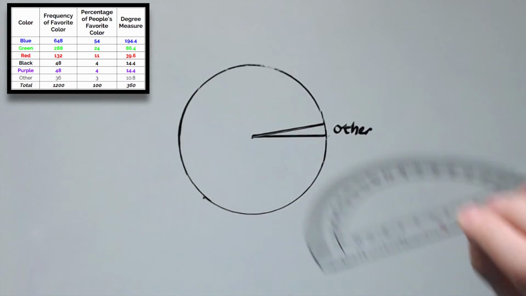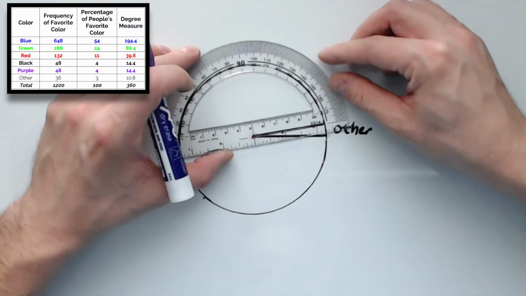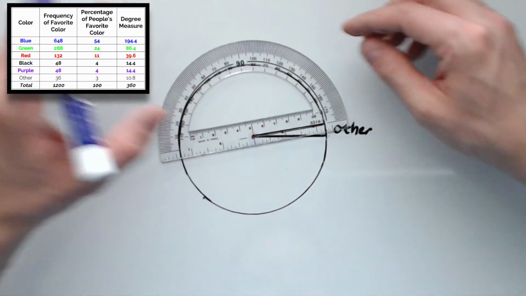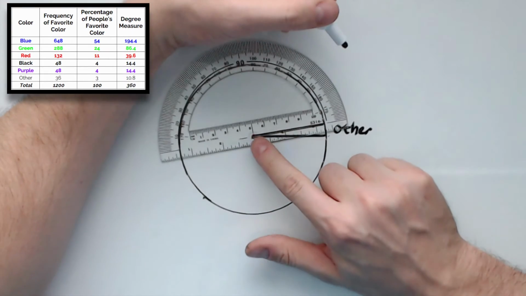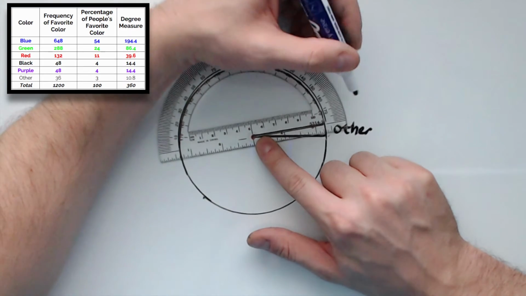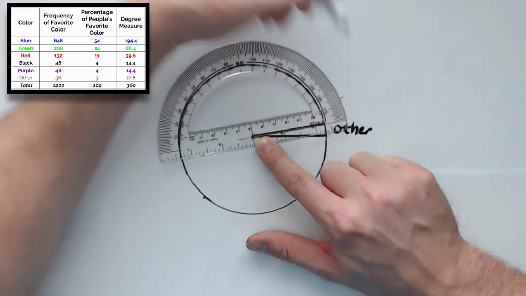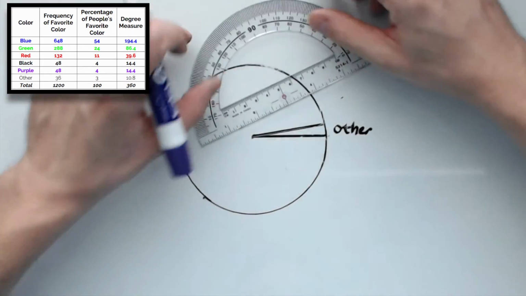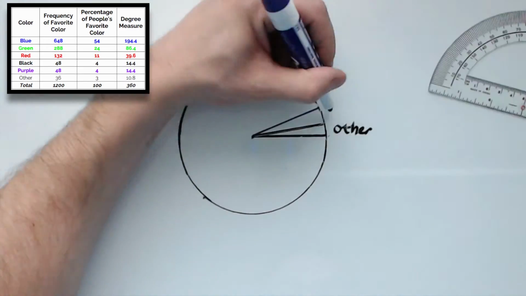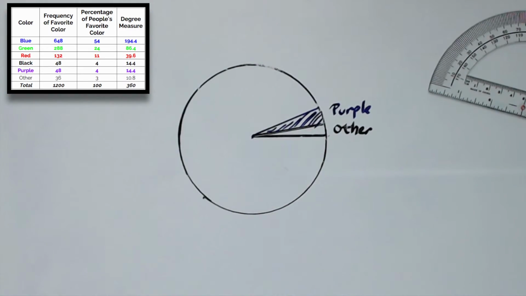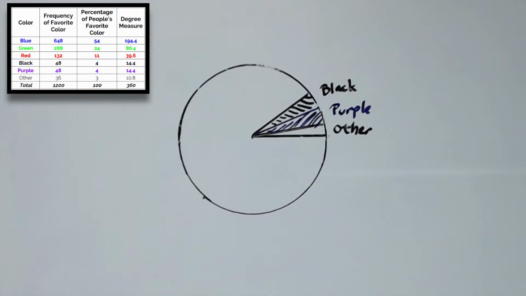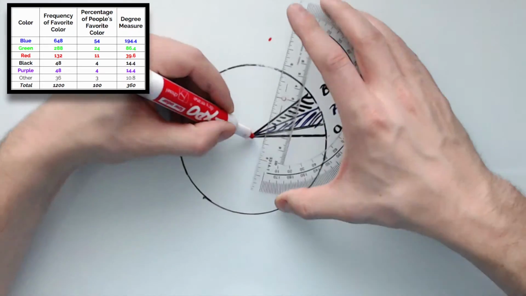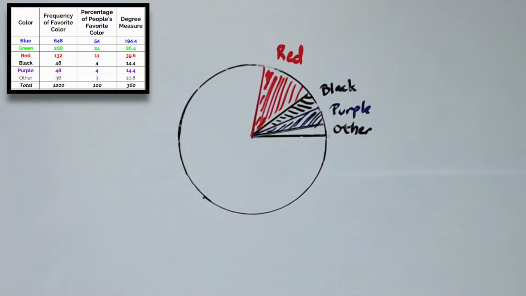I'm going to do the same thing with the purple. So I'm going to line up my angle measurement based on that last angle that I just made. So just like that, and then I want 14.4. So in purple, I'm going to mark the 14.4, which is about right there. I'm going to connect it to the outside of the circle. Next, I'm going to do the same thing with the black. Okay, now I'm going to do my red. Next, I'm going to do the green.